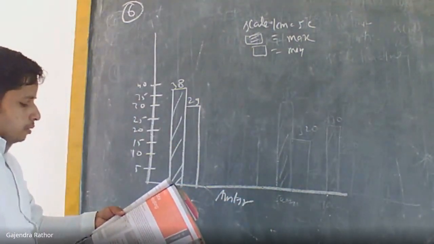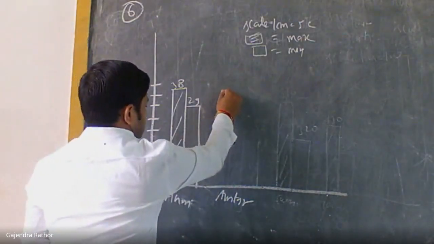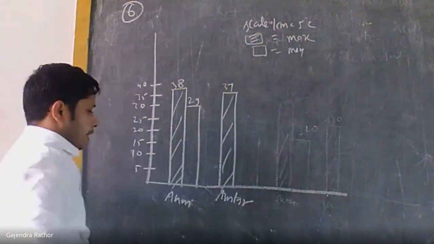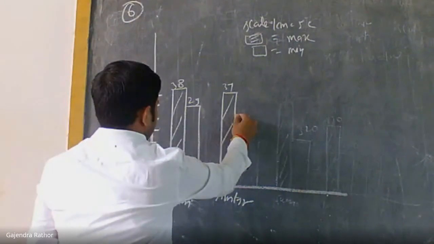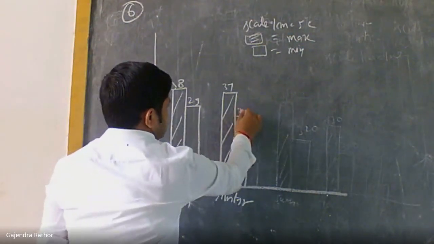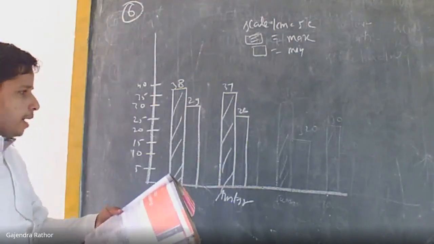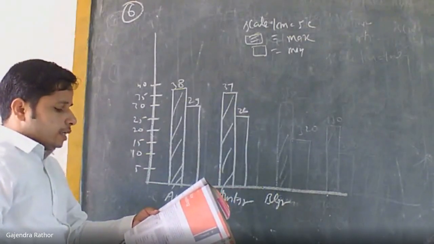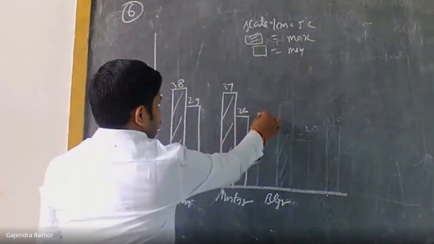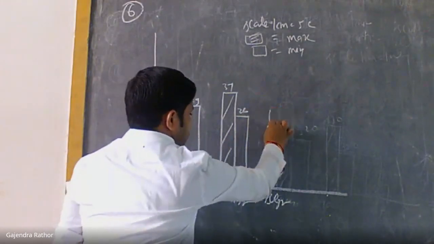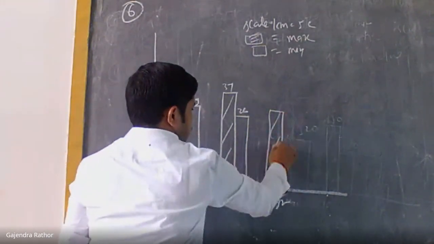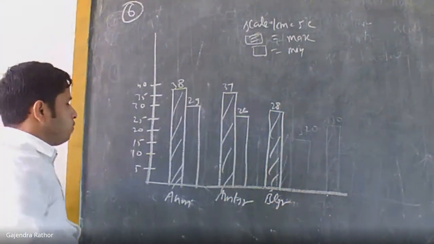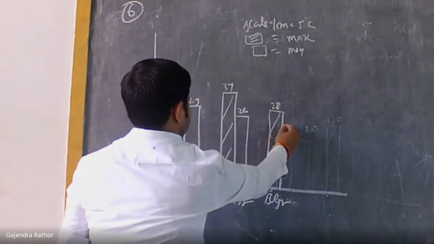The maximum is 37. Okay, and the minimum is 26, greater than 25. The next city is Bengaluru. The maximum temperature for Bangalore is 28. So between 25 and 30 we can mark. And the minimum temperature for Bangalore is 21. So greater than 20.